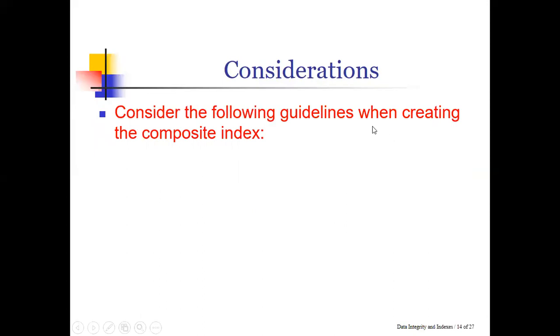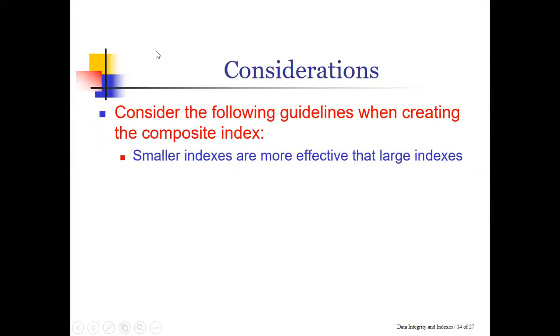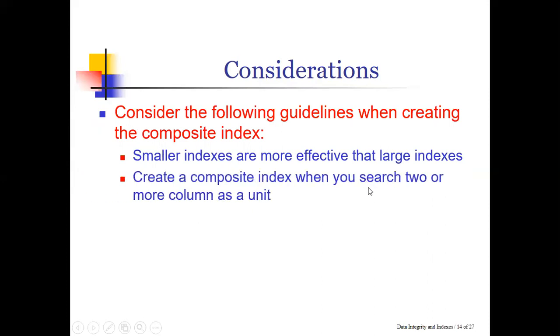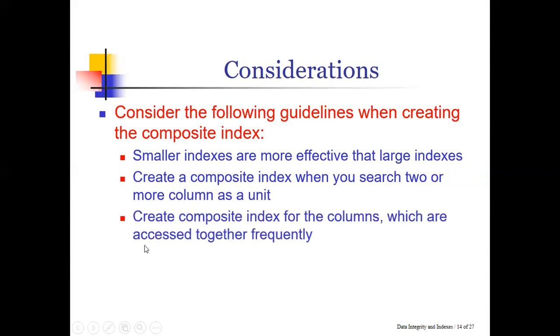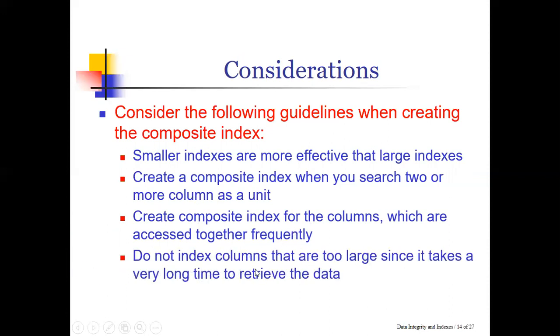Consider the following guidelines when you're creating a composite index. Smaller indexes are more effective than larger indexes. That means don't give the indexing on the descriptive, subjective columns. Give it only on the objective columns. Create a composite index when you search two or more columns as a single unit. Create a composite index for the columns which are accessed together very frequently. Do not index columns that are too large, since it takes a very long time to retrieve the data.